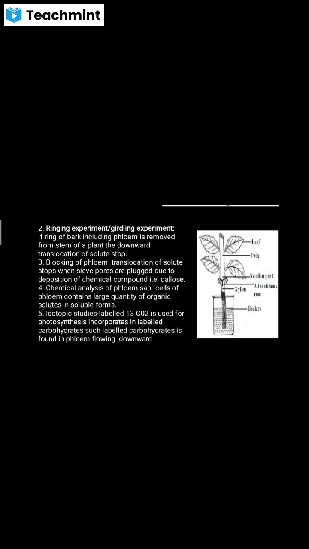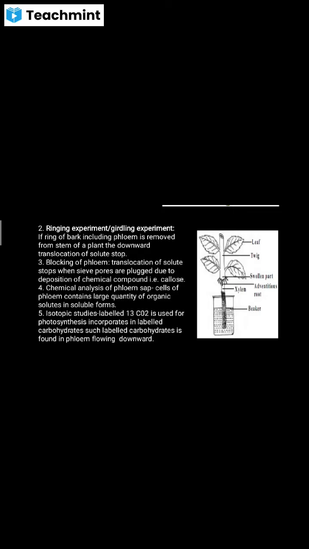Then, in isotopic studies, labelled CO2 is used for photosynthesis and is incorporated into labelled carbohydrates. Such labelled carbohydrates are found in the phloem flowing downward. So for confirmation of the translocation of the solute through phloem, there is another experiment, that is the isotopic study.